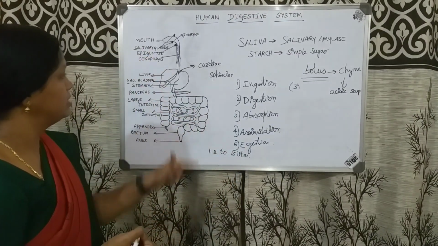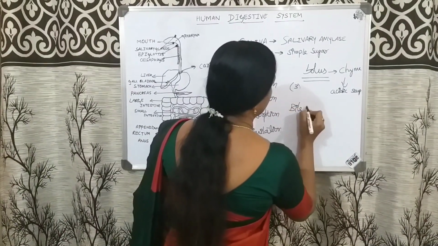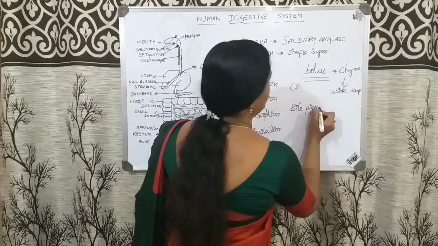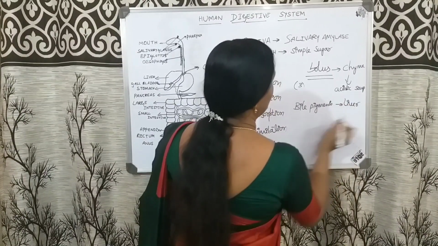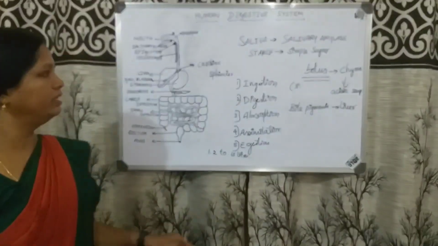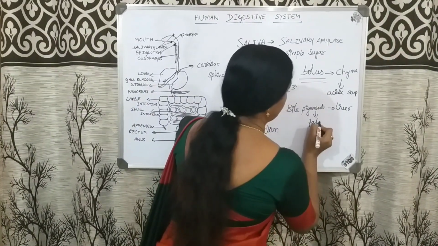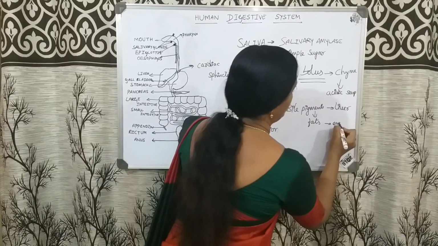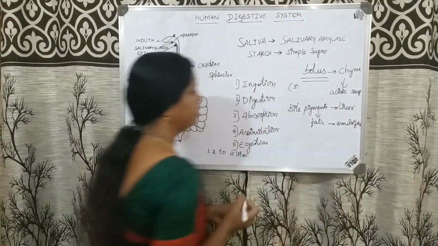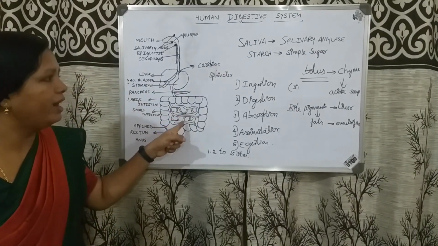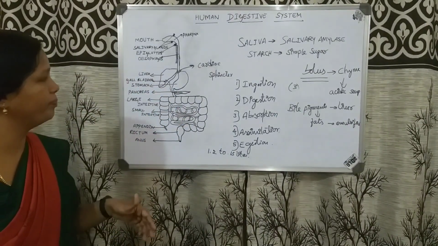The liver secretes the bile pigments. Bile pigments secreted by the liver help in the digestion, or breaking down, of fats. Fats will get emulsified because of this bile juice.